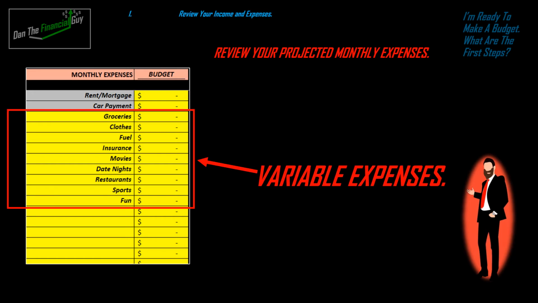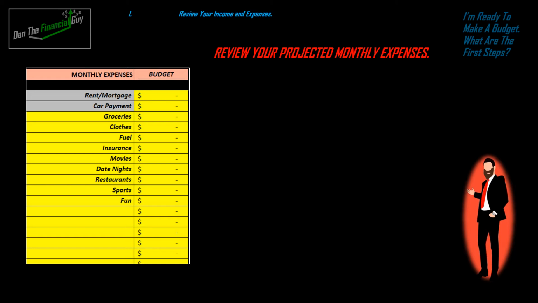Next, move to your variable expenses. You can estimate these expenses or track your spending for a month to get a good feel for the amount of money you typically spend in each of these areas.